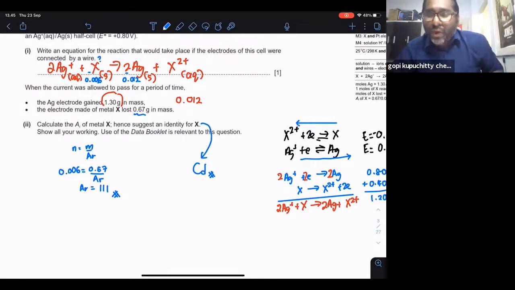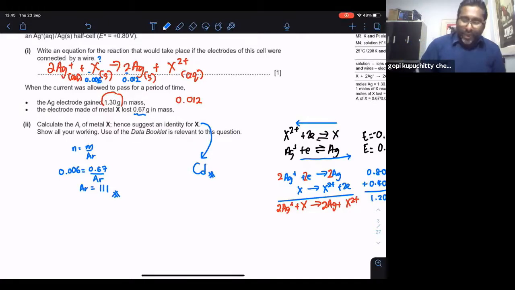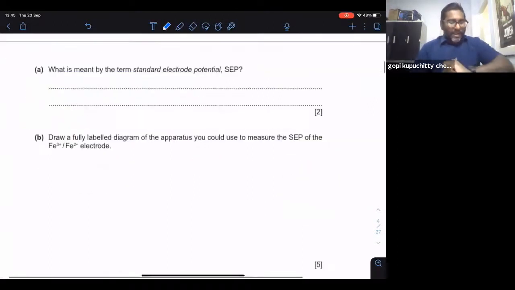This one is not using Faraday calculation at all. This is straight away using the equation that you have balanced earlier. Simple. Okay, let's move on. If let's say they ask you this question, this is very, very popular.